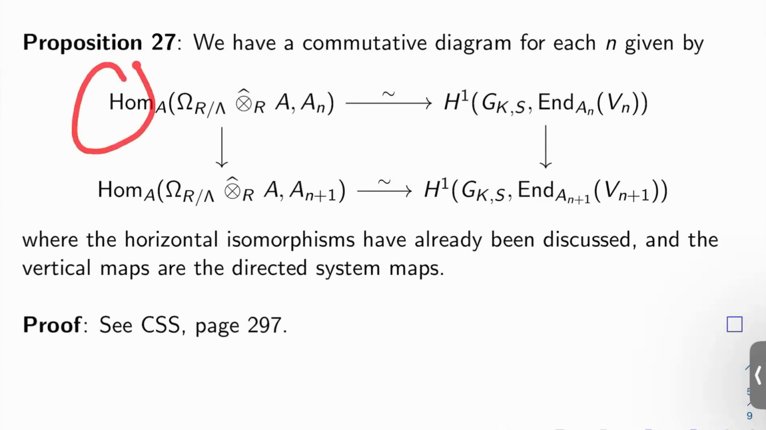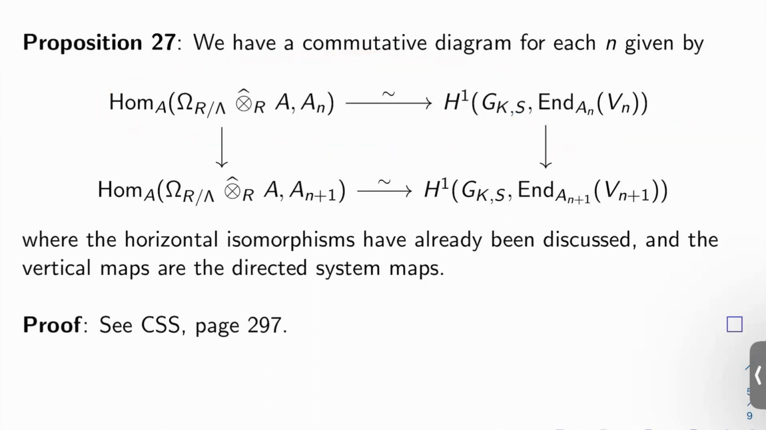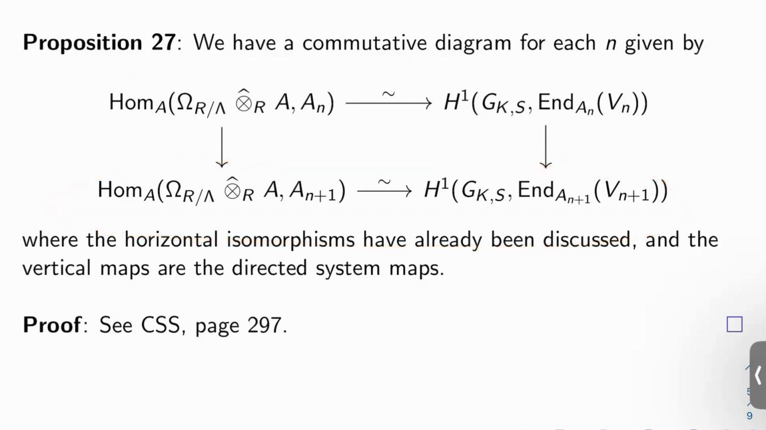So, Proposition 27: there is a commutative diagram for each n given by the following. So we have Hom_Λ from Ω_R over Λ tensor A to A_n. We already know that's isomorphic to H^1 of G_{K,S} with coefficients in ad_{A_n} of V_n. We can also take this isomorphism and replace n by n plus 1, which gives me this row here in the square. But then remember, we have these directed system maps. And so you can ask, does this square commute? And the answer is, of course, yes, it does.